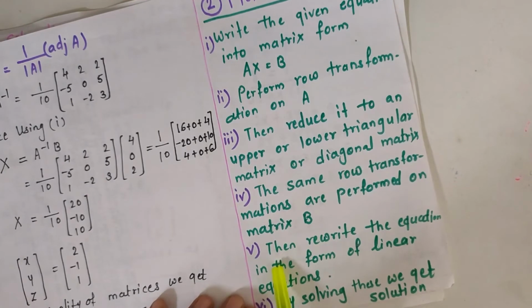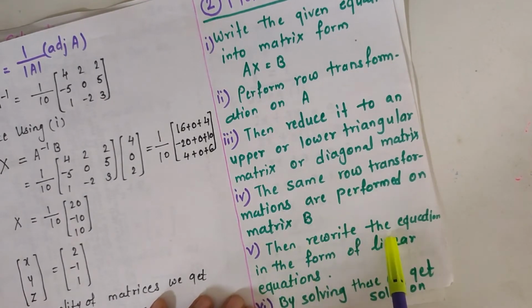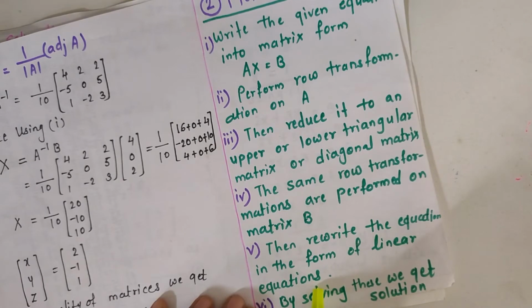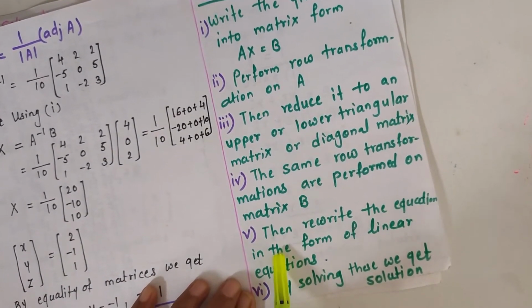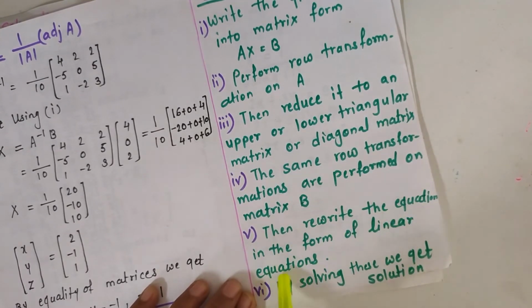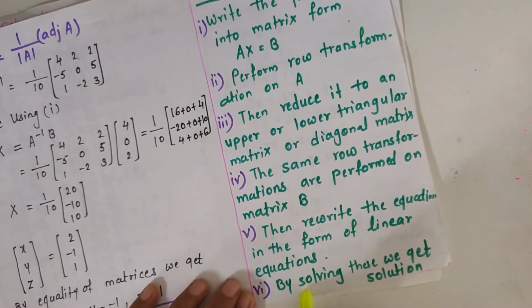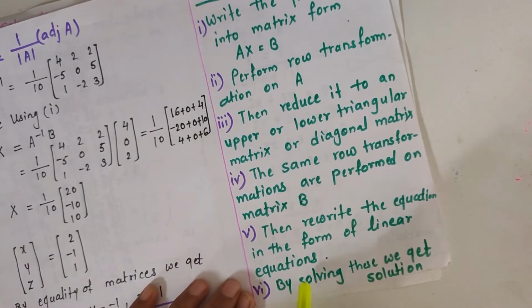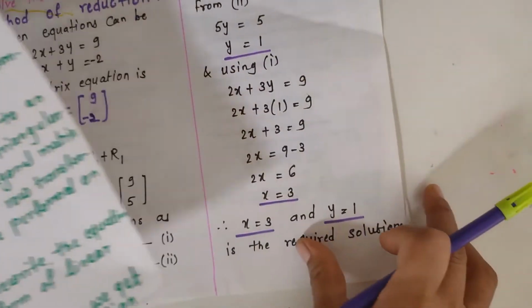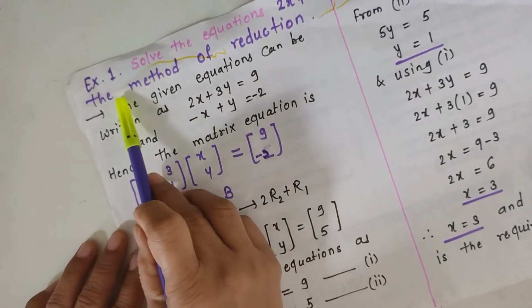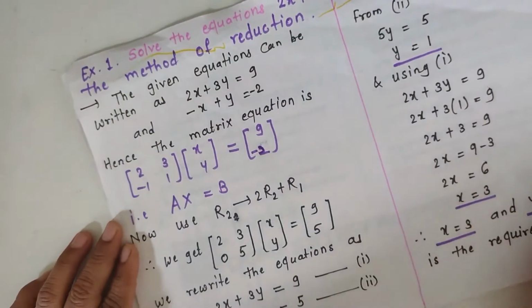Then rewrite the equations in the form of linear equations. By reducing A and B, we get some equations, and we rewrite those equations in the form of linear equations. By solving these equations, we get the solutions of the given system of linear equations. So for understanding this method, let us solve one example. So let's see the example on the reduction method.